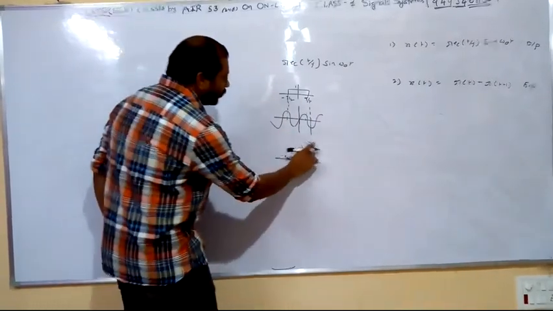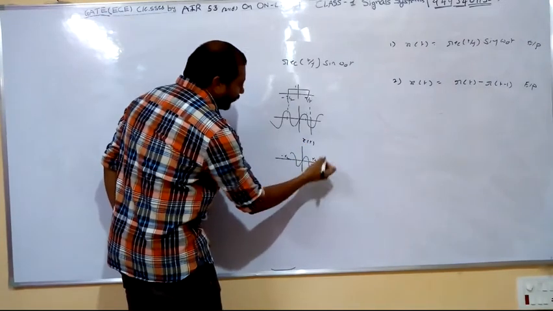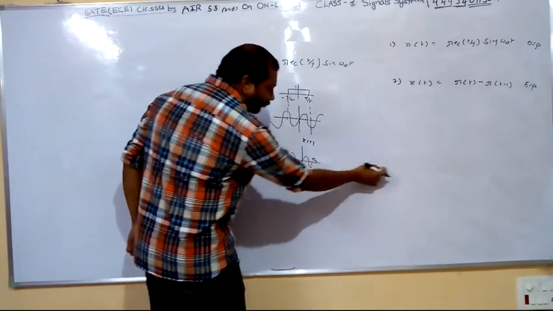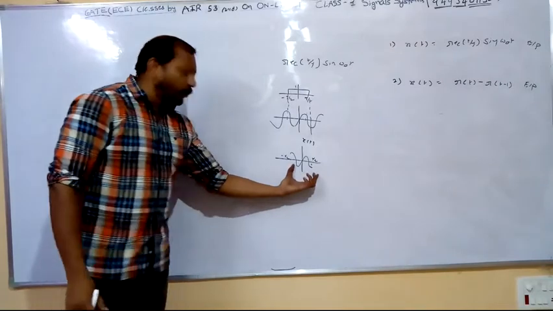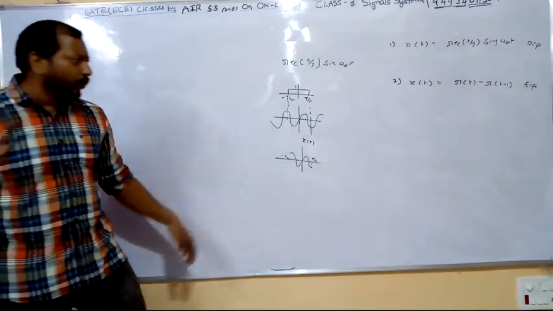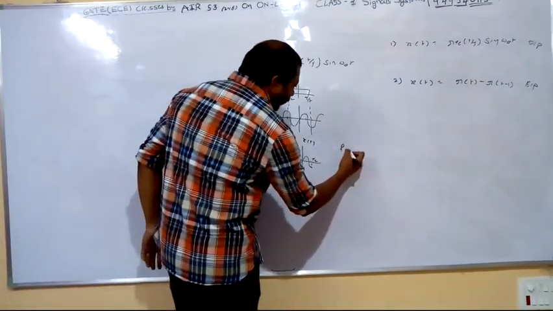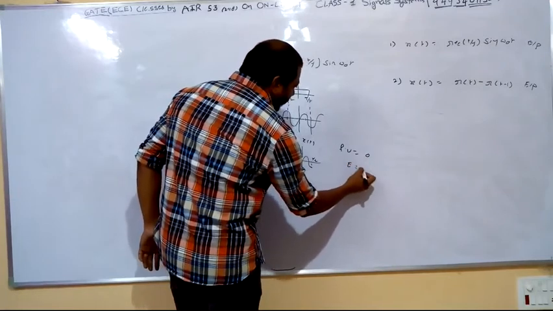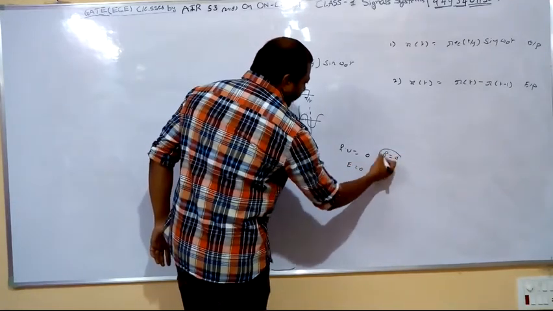And what is the final value of the signal? It exists up to this value only. The final value is equal to 0. Beyond minus tau by 2 and tau by 2, nothing is there. So the final value is equal to 0, and the corresponding signal is called an energy signal.